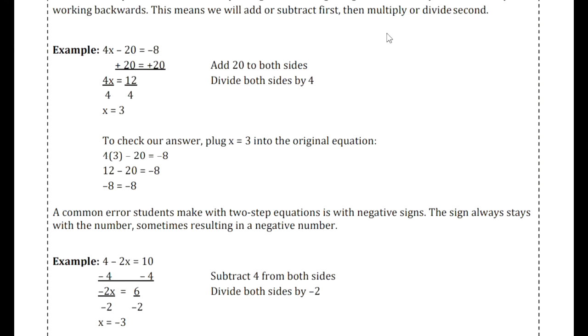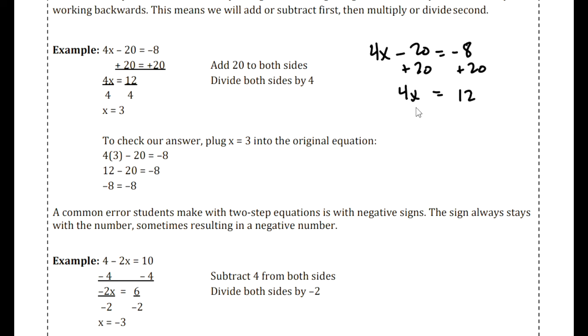So, for example, 4x minus 20 equals negative 8. We want to isolate x. We want to find all the numbers that we can put in for x that will make the equation true. So we need to get rid of the negative 20 and the 4, and we do that by doing the opposite. So if I have minus 20, I'm going to add 20 to both sides, giving us a 12.